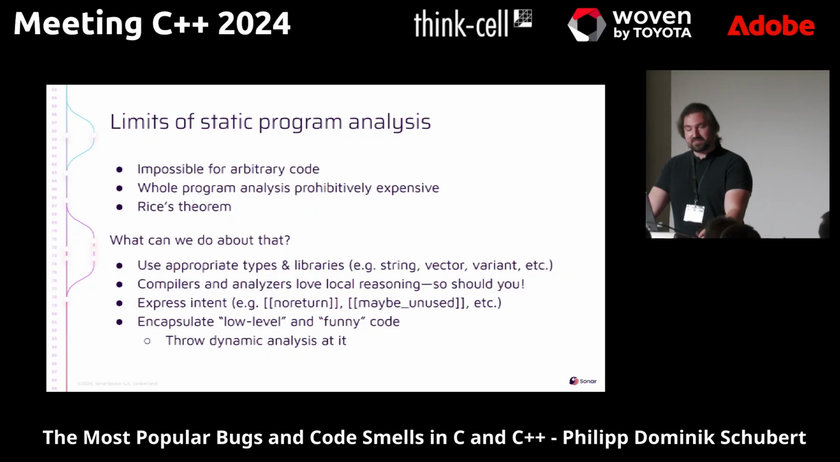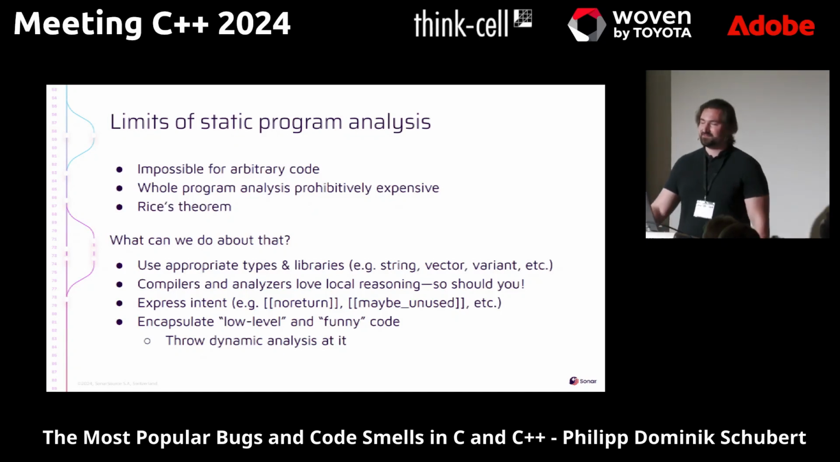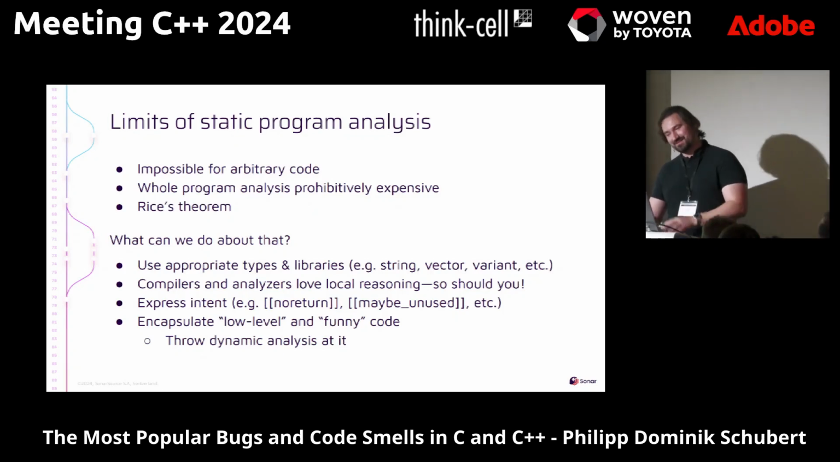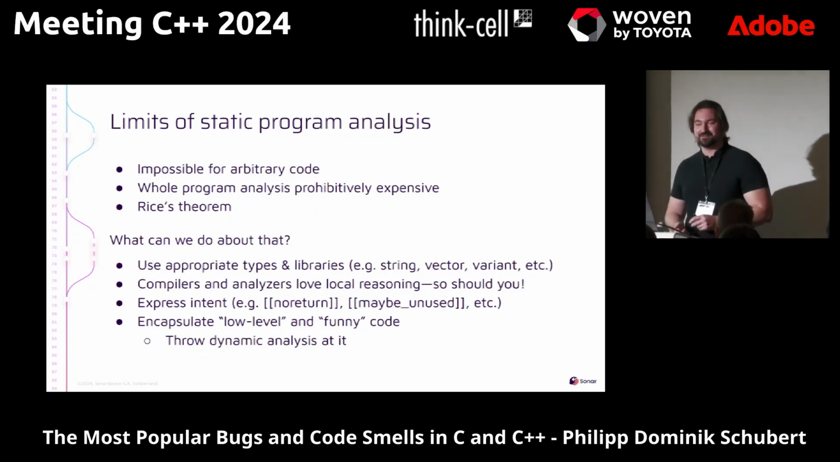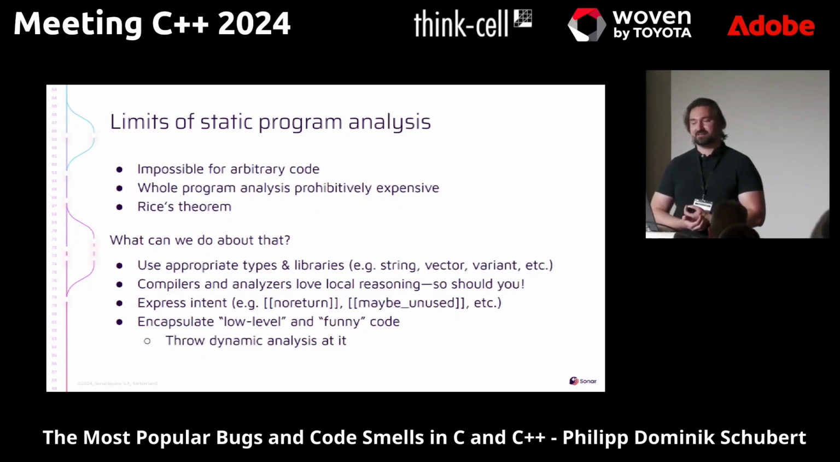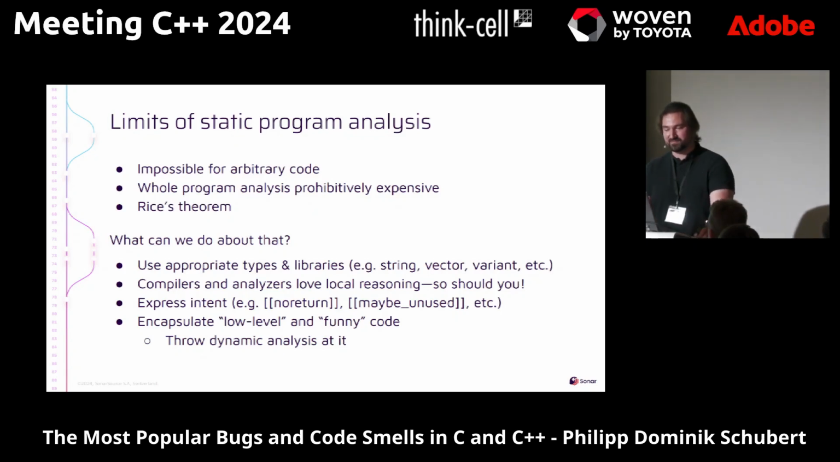All right, what can we do about that? Well, at least we can help static analysis, so we can use the appropriate types and libraries. Here are your friends, right? std::variant. On rare cases, you need unions. I would say almost none. Okay, there is fishy driver computation, if you implement drivers and the good stuff, well, okay. But here, if you really need it, encapsulate your low-level and funny code and make sure you throw everything you've got other than static program analysis at it, namely dynamic analysis for the most part, in order to iron out all the bugs if possible.